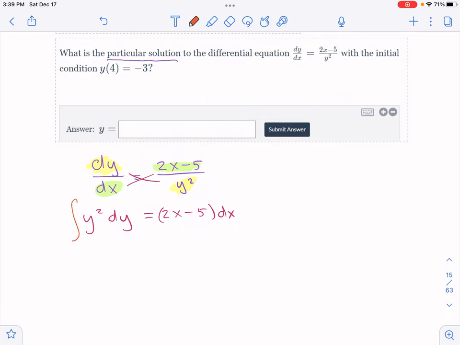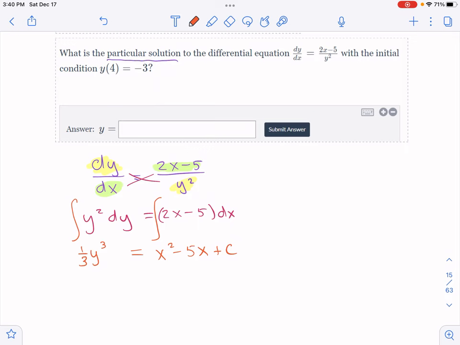So I'm going to take the antiderivative, that's the notation we use, of both sides with respect to their variables. The antiderivative of y squared is y cubed times a third. The antiderivative of 2x minus 5 with respect to x is x squared minus 5x. Now, when you take antiderivatives, you should be doing a plus c. You don't need to do it on both sides. Typically, it's with the side that has the x.